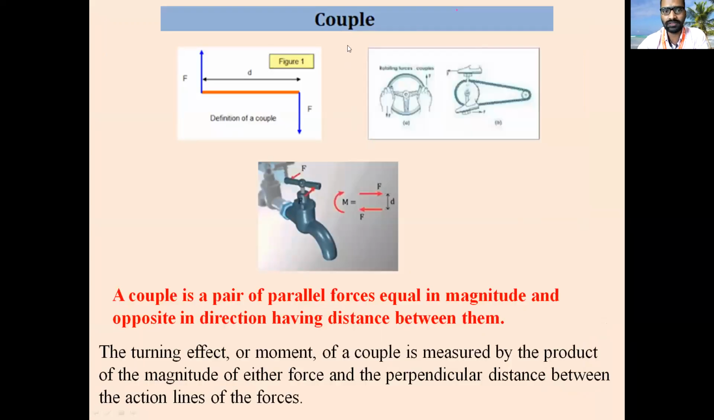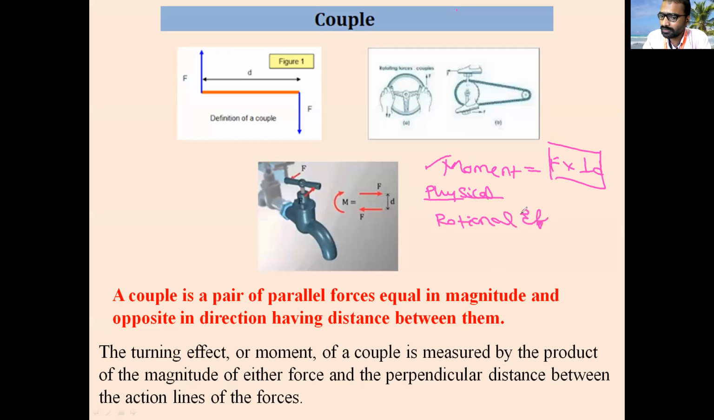See, the next term is couple. Can you tell me what a couple is? First, what is moment? Anyone? Moment is equal to force into perpendicular distance. That is the mathematical definition. What is the physical definition? What is the physical meaning? It is the rotational effect. Correct, the rotational effect of any body about any point.